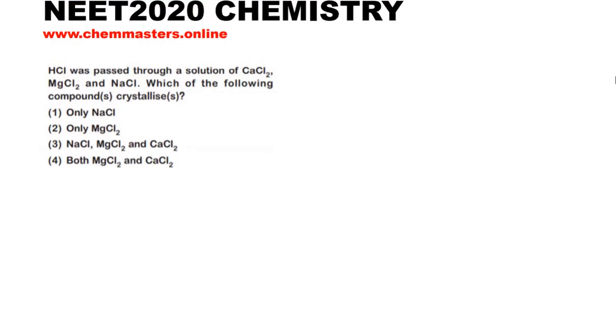HCl was passed through a solution of CaCl2, MgCl2 and NaCl. Which of the following compound crystallizes? The answer is only NaCl. We can see why only NaCl, why not CaCl2 and MgCl2.